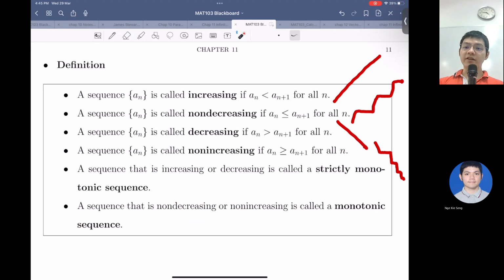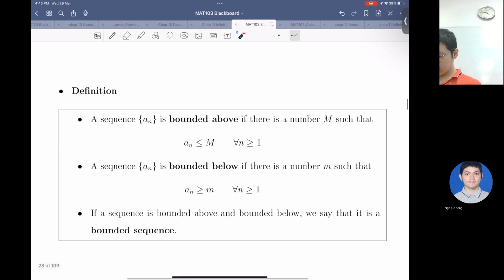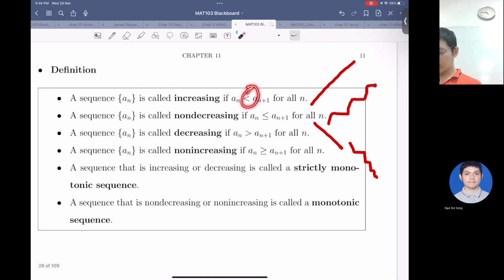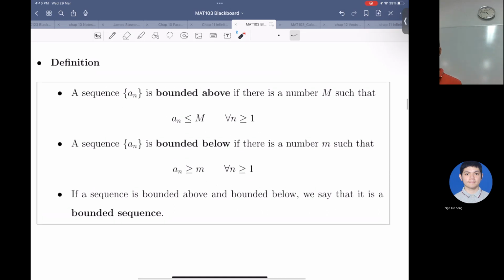If it is strictly monotone, then that means it's increasing or decreasing. So far, I think there's nothing special here. But just take note of these greater than, less than, or less than or equal to, or equal to. Another definition is the bounded sequence.